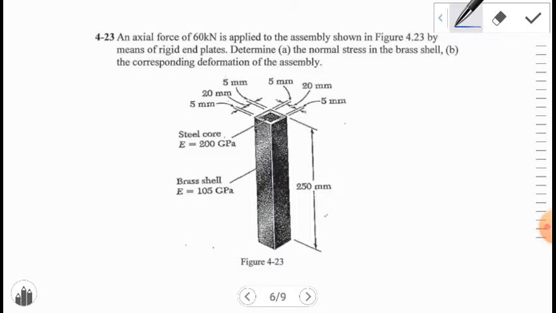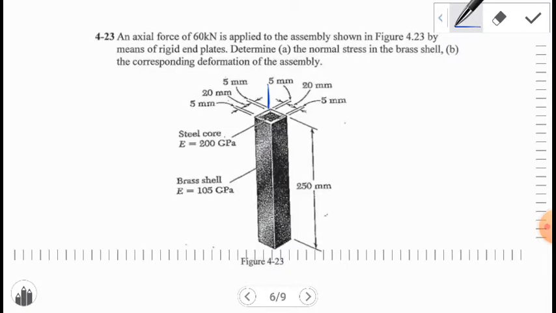For this question, we have a composite column under axial force. What is a composite member? A composite member is made up of two or more materials. For example, here you can see we have a steel core and brass shell under the axial force, which is shown here.